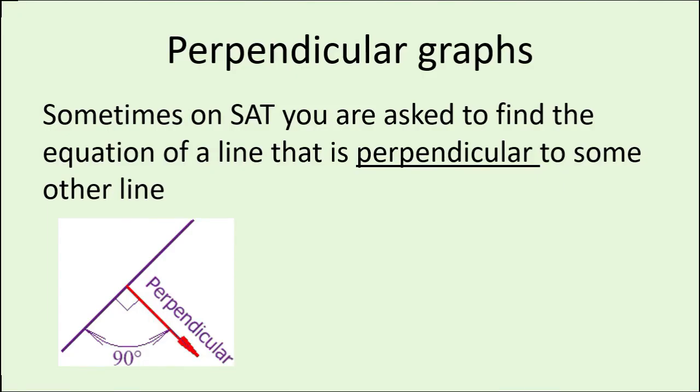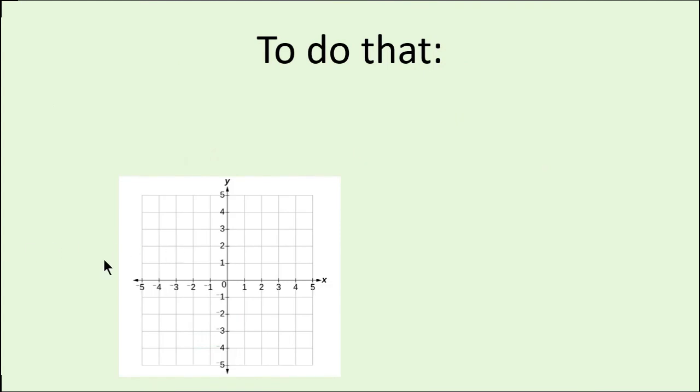Now let's talk about perpendicular graphs. Sometimes on the SAT you are asked to find the equation of a line that is perpendicular to some other line. And when we say perpendicular, we mean two lines have an angle of 90 degrees between them. In order to do that, let's give an example.